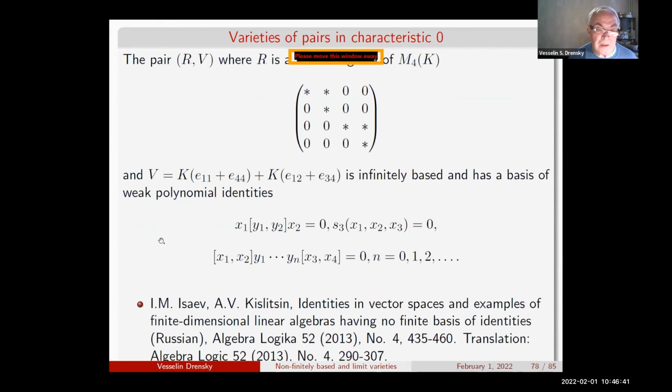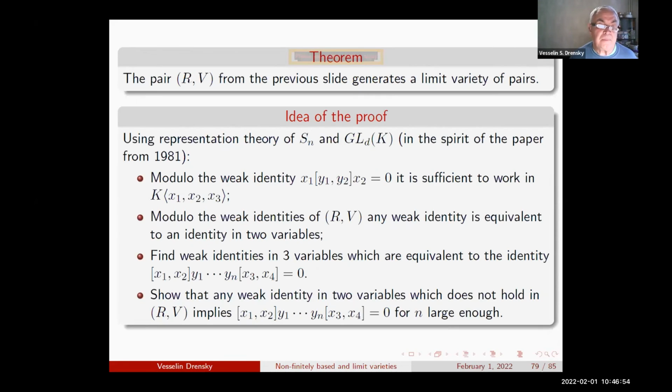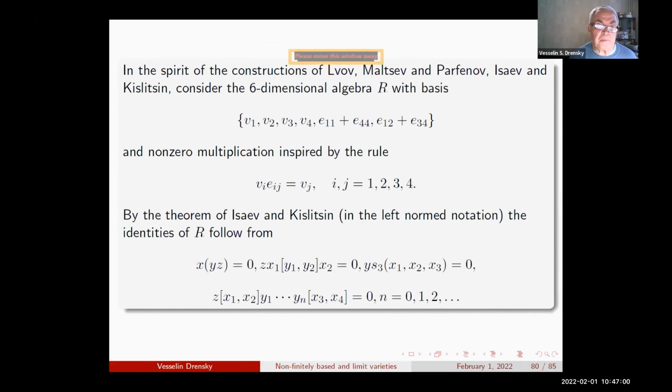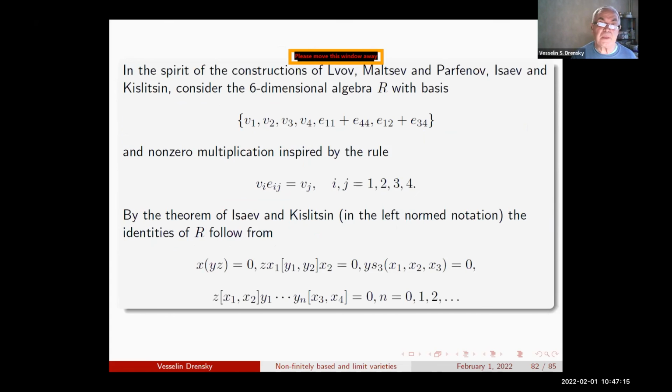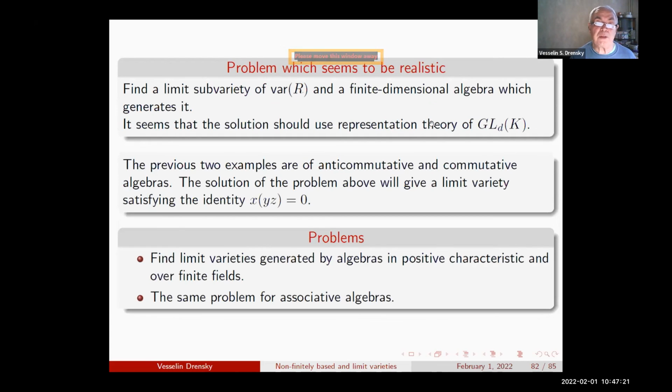So, if you consider varieties of pairs again, you have a lot of examples due to Isaac Slitin. I don't want to discuss the proof, but there is a problem which seems to be realistic: to find a limit subvariety of the variety which was generated by this algebra here.